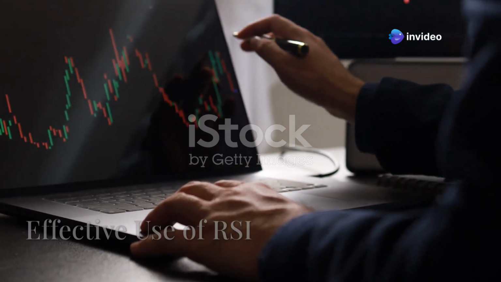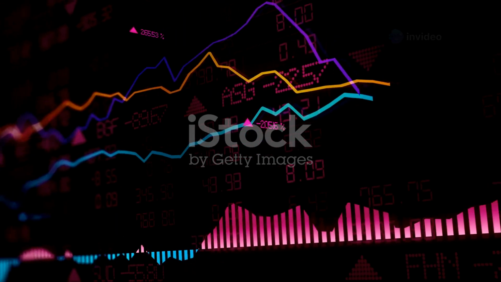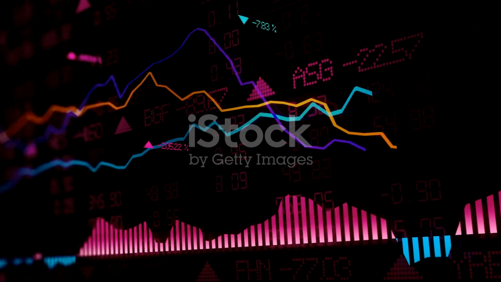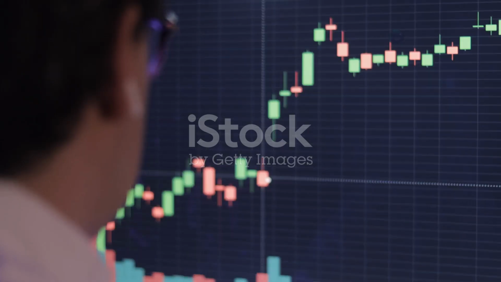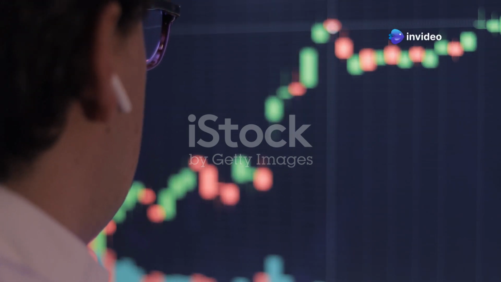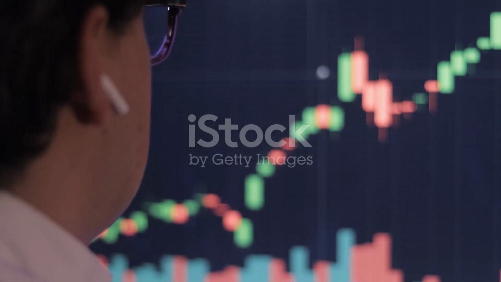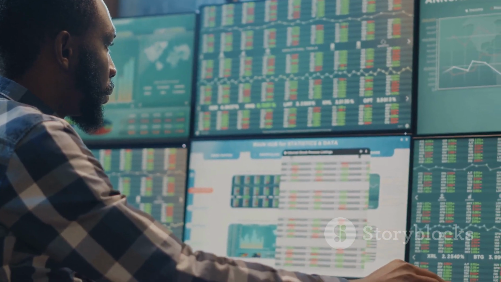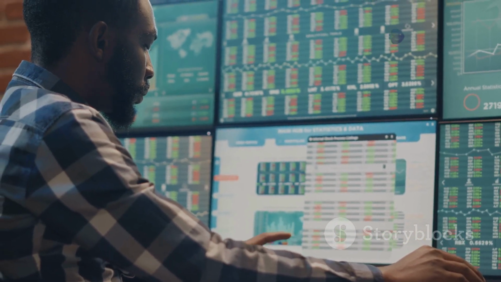Here are a few smart ways to use RSI in your analysis. 1. Confirm trend strength. A rising RSI supports a strong uptrend, while a falling RSI suggests weakness. 2. Spot potential reversals. Look for divergences. For example, if the price makes a new high but RSI makes a lower high, it could signal a weakening trend. 3. Identify entry and exit points. Combine RSI with other indicators or chart patterns to improve timing.